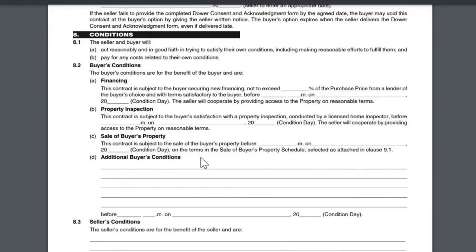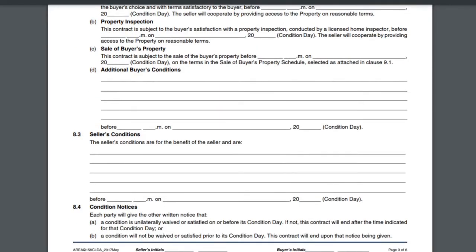And then there could be other conditions. Could be parents are putting up the deposit and they just want to make sure that mom and dad like the home too, right? So, seller's conditions. Sometimes this happens. Sellers have conditions on the sale of their property. An example might be simply that they need 24 or 48 hours to find another property before they can say yes to selling this one.